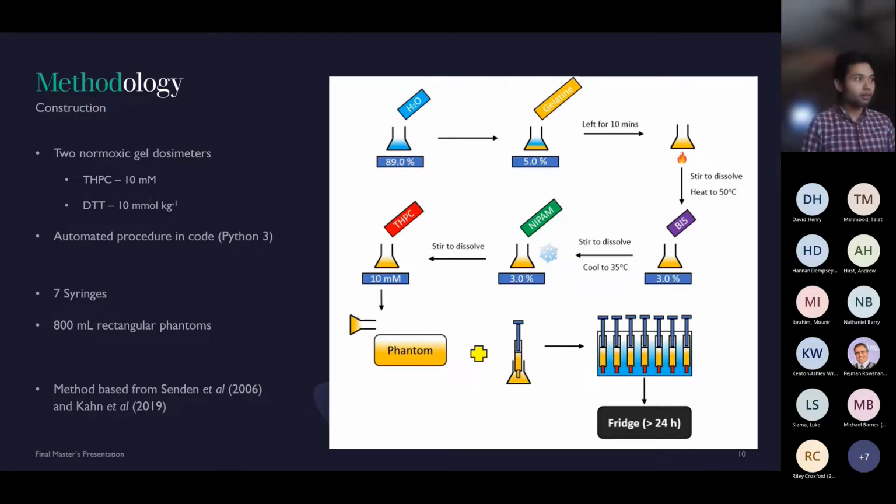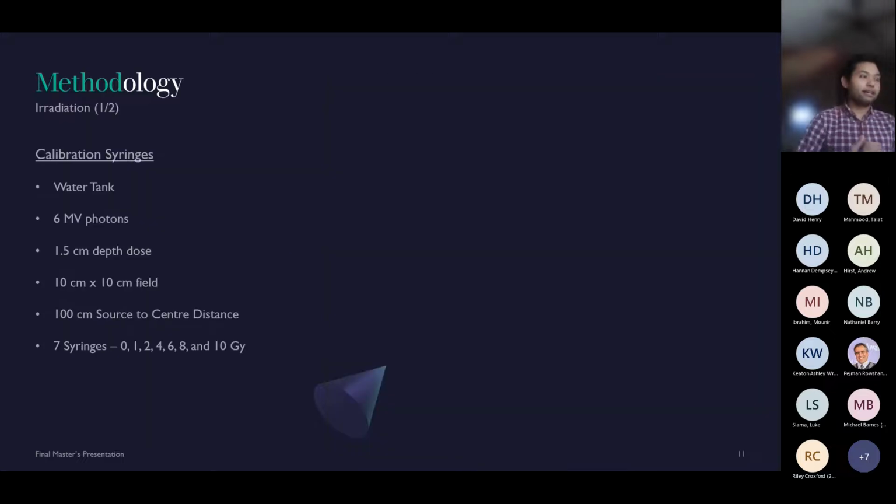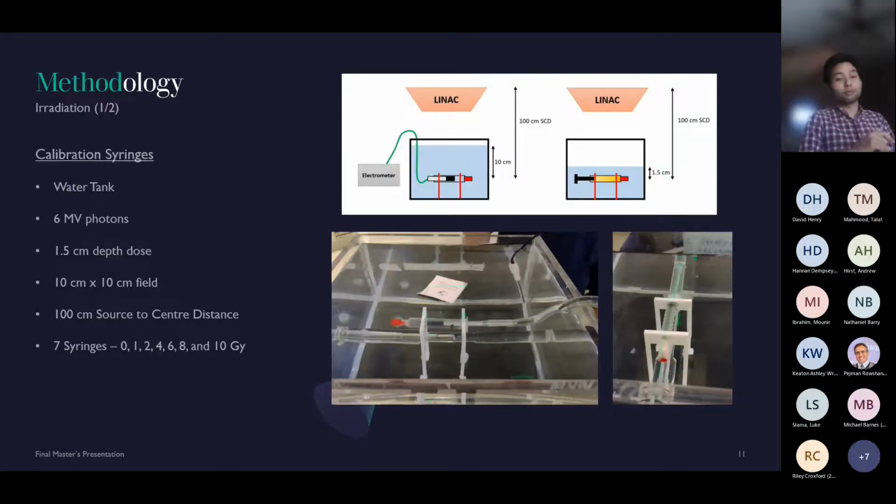And so after making the gels and leaving them in the fridge for more than 24 hours, I need to calibrate the syringes. With the calibration method, I use the water tank. I use 6 megavoltage photons. They're irradiated at 1.5 centimeter depth, which is usually the maximum depth dose in water. I use a 10 by 10 centimeter field, 100 centimeter source to center distance, and 7 syringes. If you look at the schematic on the top right-hand corner, initially measurements were done using an ion chamber to correlate the amount of monitor units with the amount of dose received.